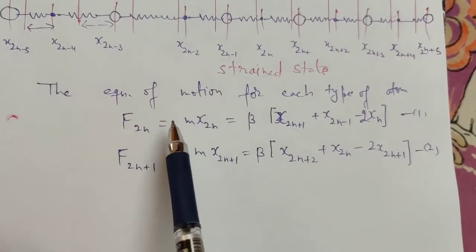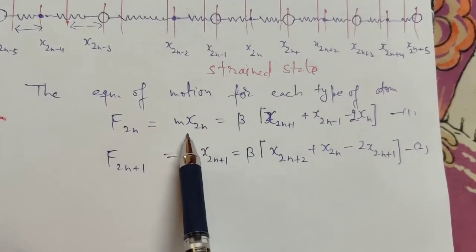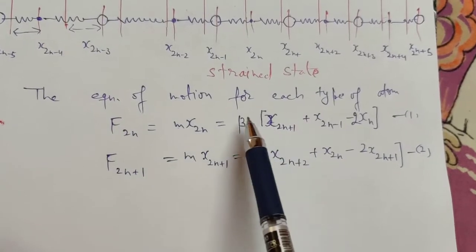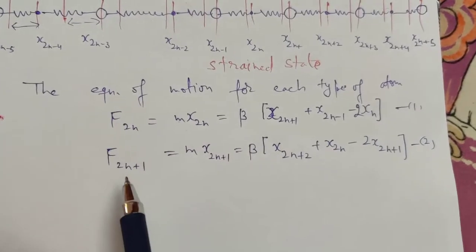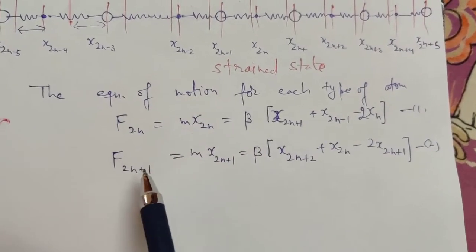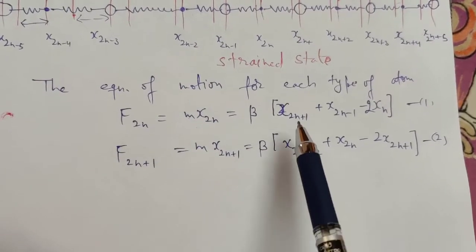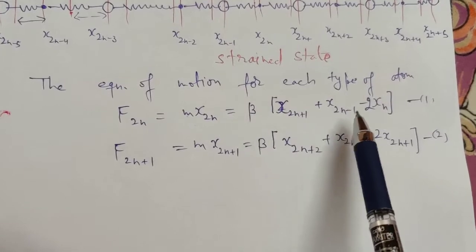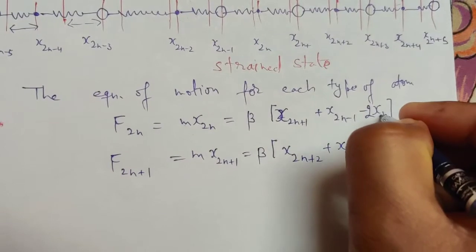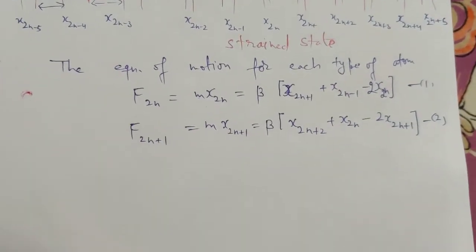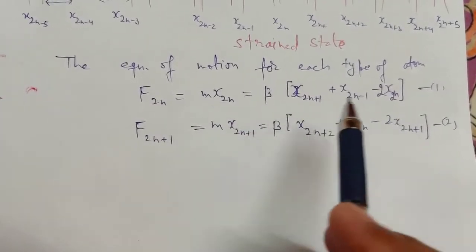This is mass into the double derivative of xn, and beta is the spring constant. We calculated this in the same procedure yesterday. If you calculate this, then you can put n plus 1. There will be 2n plus 1, and 1 will be added there, this will be less, and this will be 2n plus 1. So here is 2, because we are dealing with a diatomic lattice. Now we will assume an equation for this.